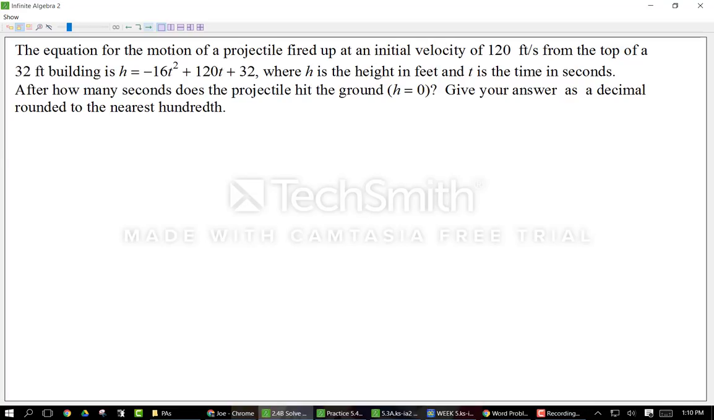All right, this next problem, you notice it's a bit more wordier, and we now actually have an equation that's given to us. It's talking about motion of projectiles, and if you've ever taken physics, that equation will look very familiar. It's a projectile that's fired up at an initial velocity of 120 feet per second from the top of a 32-foot building. And there's the formula right there, where h is the height in feet and t is the time in seconds. The question says, after how many seconds does the projectile hit the ground? Give your answer as a decimal rounded to the nearest hundredth.